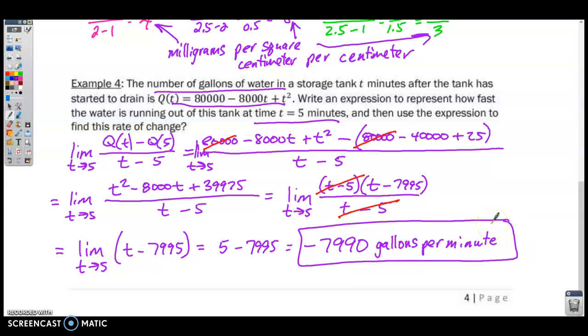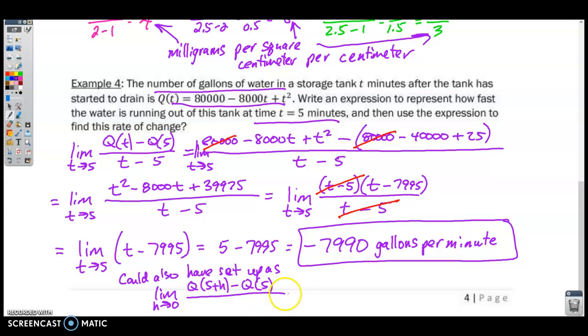Now realize, I could also have set this up using the other difference quotient. I could have set it up as the limit as h goes to 0 of Q of 5 plus h minus Q of 5 all over h, and done the algebra related to that. It would have looked a little different, but in the end we would have ended up with the same result.